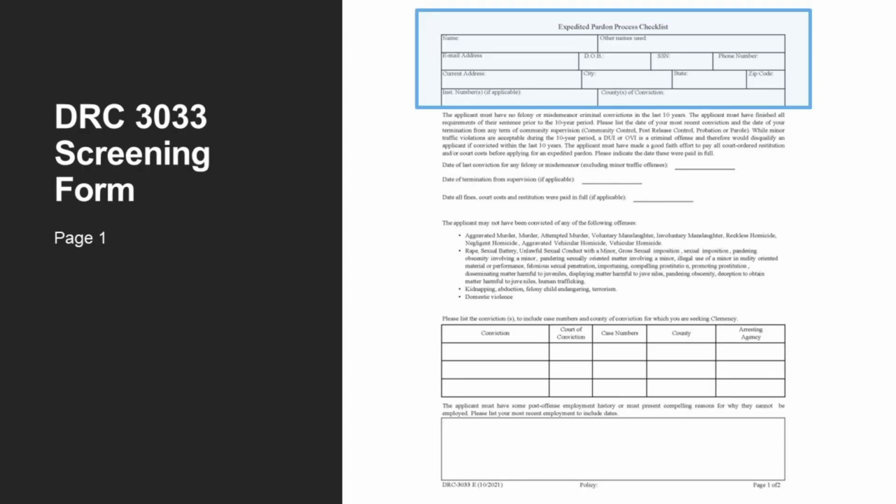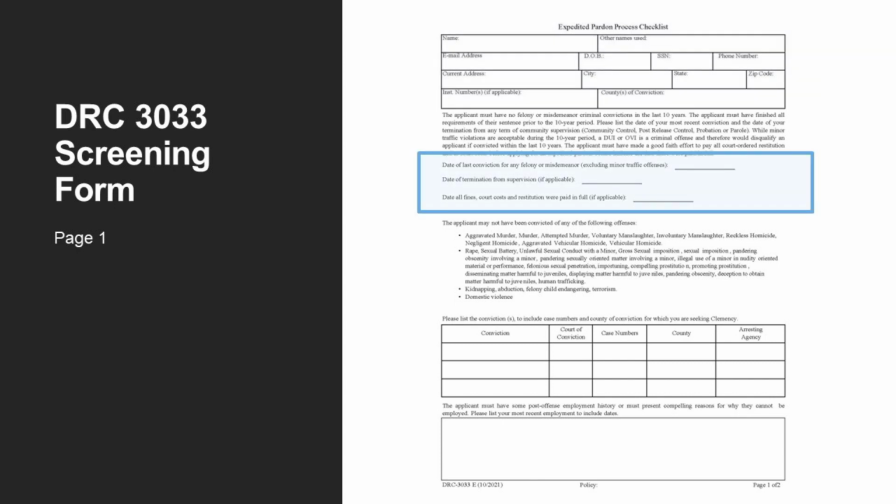The third form in the intake packet is the DRC 3033 screening form, also known as the Expedited Pardon Process Checklist. Please note that while this form requires similar information to that of the intake questionnaire, both must be completed. The first section of the form requests contact information as well as counties of conviction if applicable. The form then requests the date of the last conviction for any felony or misdemeanor, the date of termination from supervision, if applicable, and the date all fines, court costs, and restitution were paid in full, if applicable.